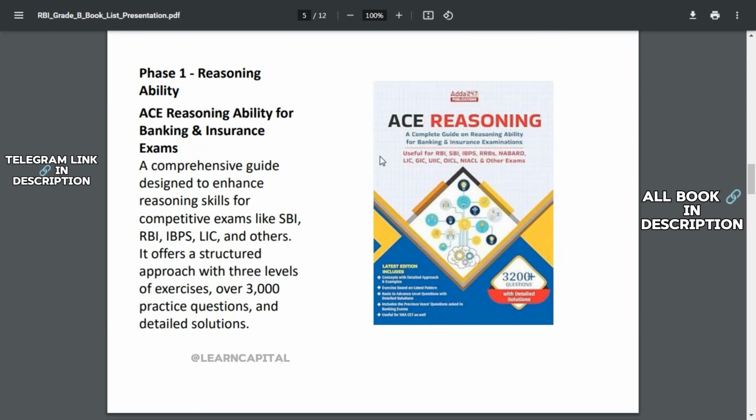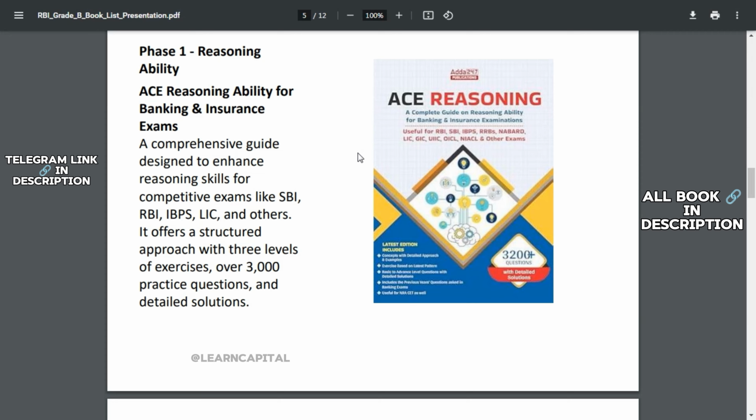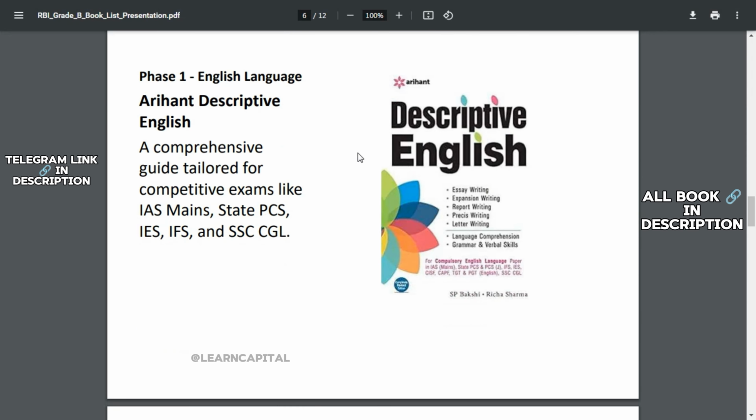And the next is phase 1 reasoning. Reasoning is the most important thing, because it carries around 60 marks in RBI. So I recommend you take this book called ACE Reasoning. It is for SBI, RBI. It has over 3,000 to 4,000 practice questions. You can practice. Okay. The next is phase 1 English, Aryan descriptive English.